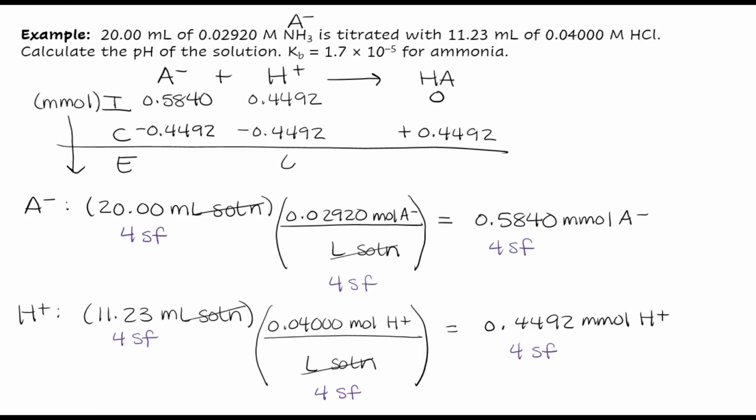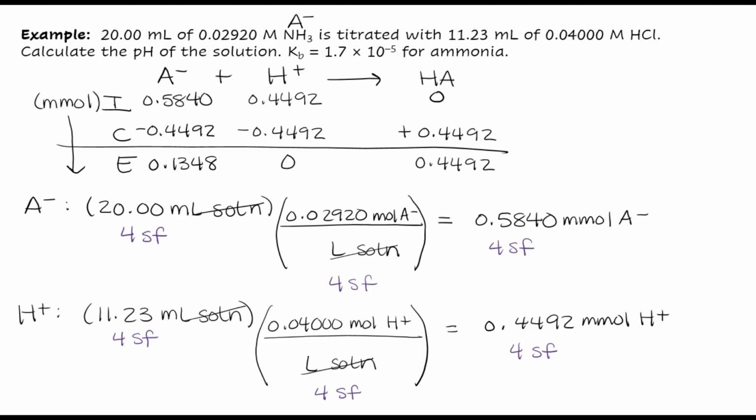The H plus will go to 0. The HA will be at 0.4492. And we'll calculate our A minus, 0.5840 minus 0.4492. This is subtraction, so our sig figs will be rounded to the fewest decimal places. They're the same, so 4 decimal places will give us 0.1348 millimoles.